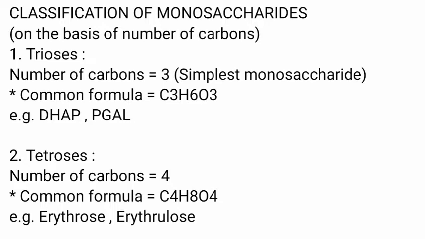Monosaccharides are classified based on number of carbons. Trioses contain 3 carbons and are also called the simplest monosaccharides. Common formula C3H6O3. Examples, DHAP and PGAL. Tetroses, number of carbons is 4. Common formula is C4H8O4. Example, erythrose and erythrulose.